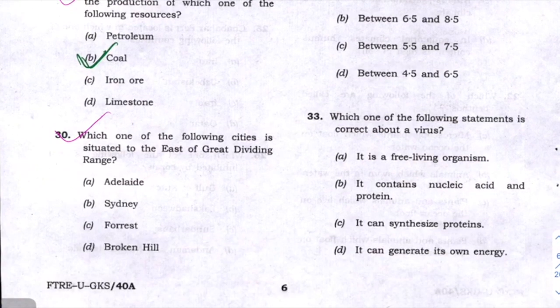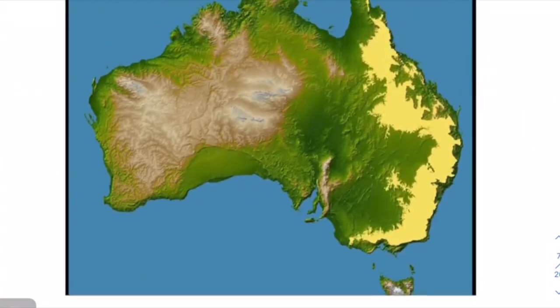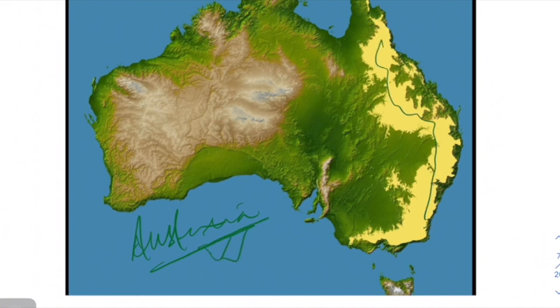Then which of the following cities is situated to the east of the Great Dividing Range? For the Great Dividing Range, I would like to take you again to this map. This yellow part is the Great Dividing Range. It divides the eastern part. Actually, this works as a water divide for Australia. This is Australia for you guys, and this yellow part is the Great Dividing Range, which divides Australia.